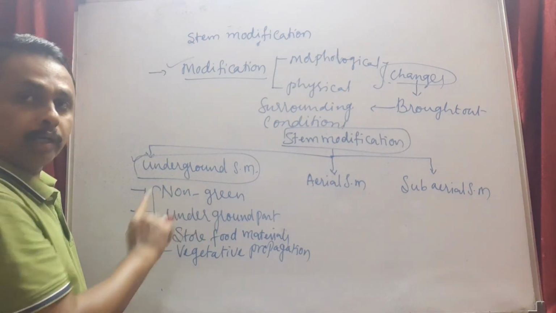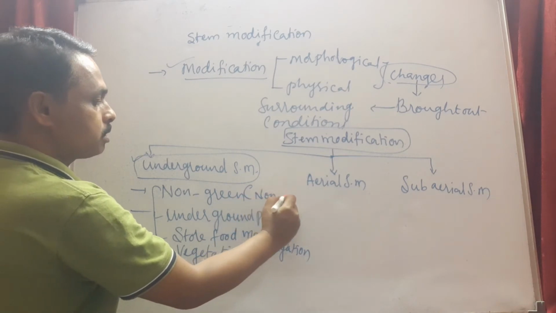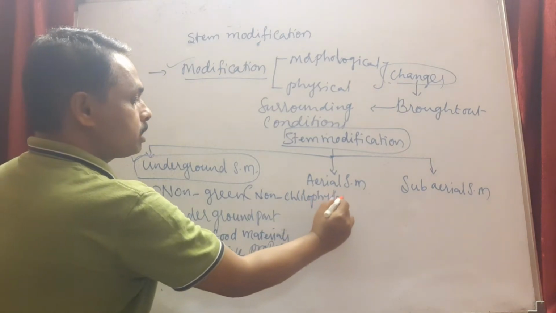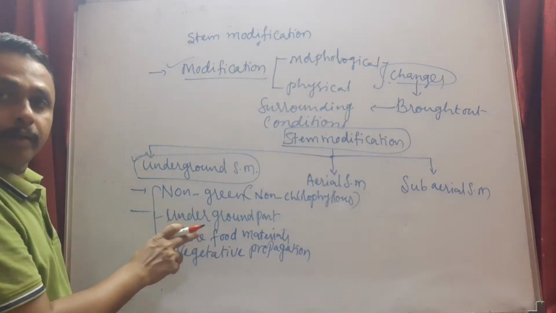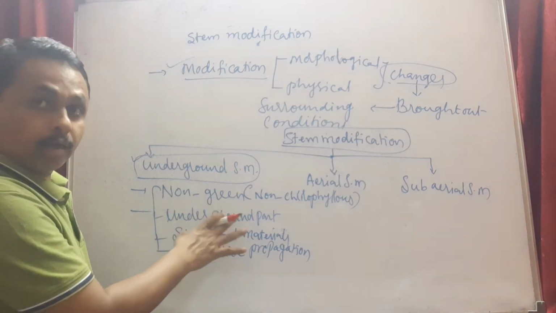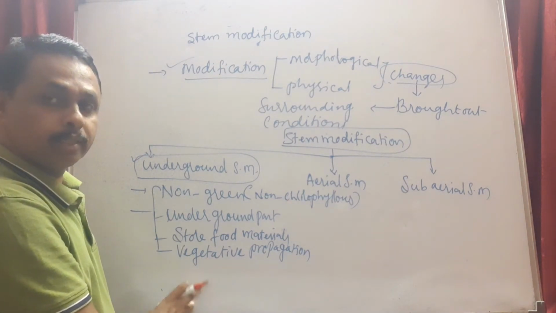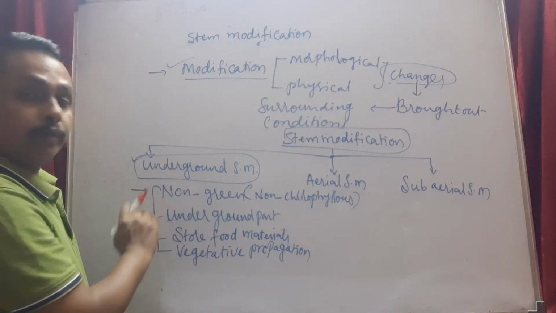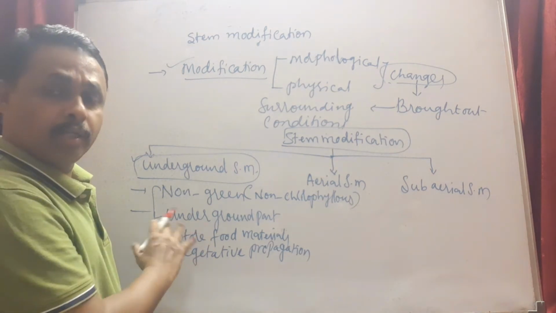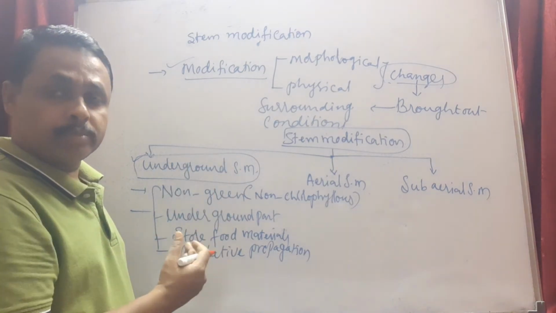First, it is non-green, non-chlorophyllous. Non-green means a non-chlorophyllous structure, which is not a photosynthetic part, right? But it is an underground part, stores food materials and helps for vegetative propagation. These are the characteristic features of underground stem modification structures.